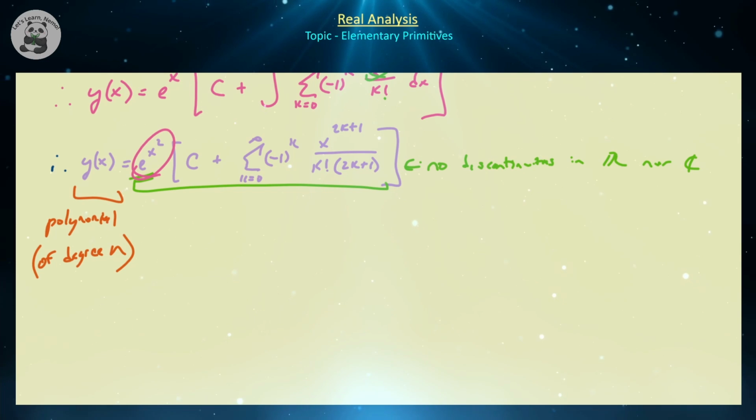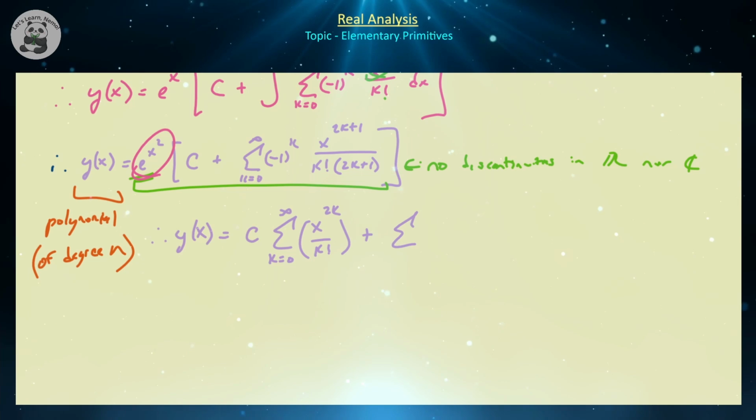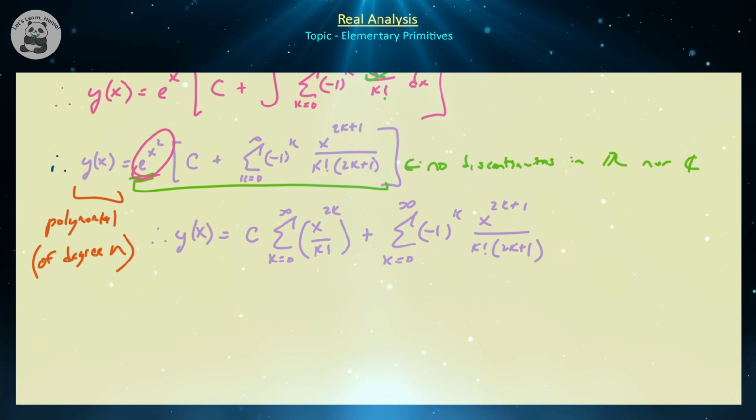So if we expand e to the x squared in terms of its Taylor series, what are we going to have? So we're going to have y of x, not y prime of x, but y of x, equal to c times the sum from k equals 0 to infinity of x to the 2k over k factorial, plus the sum from k equals 0 to infinity of (-1)^k x^(2k+1) all over k factorial times (2k+1). Right? Now, I want to analyze this series for just a moment.